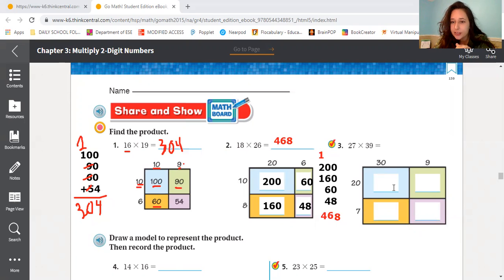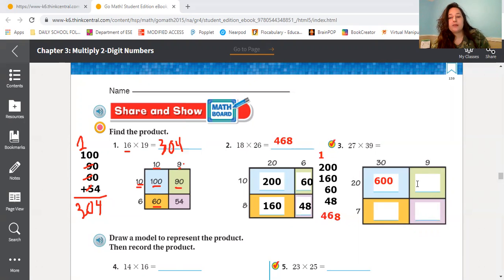Now they broke it down for us already. 27 is 2 tens and 7 ones, and 39 is 3 tens and 9 ones. So 3 times 2 would be 6. And I see 2 zeros because I have 1 from the 20 and 1 from the 30. So I'm going to add 2 zeros.